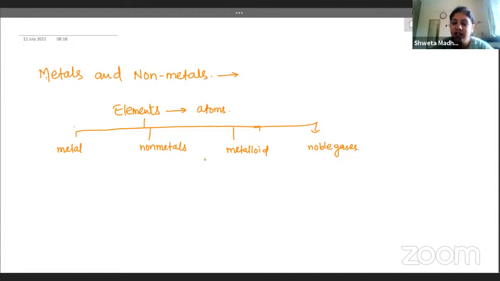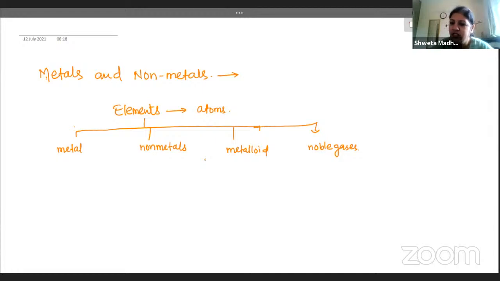And exactly the reverse properties, that means non-lustrous, non-rigid, not hard, low melting and boiling point, low density, non-sonorous, non-malleable, non-ductile. Elements with these properties are considered non-metals.